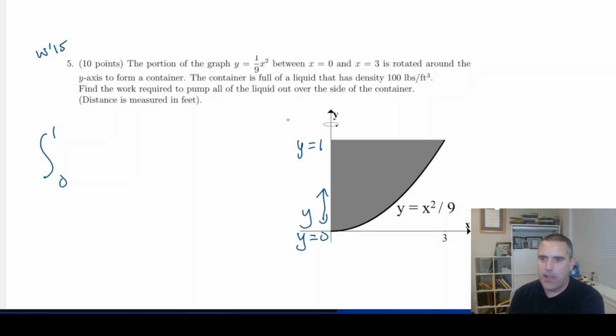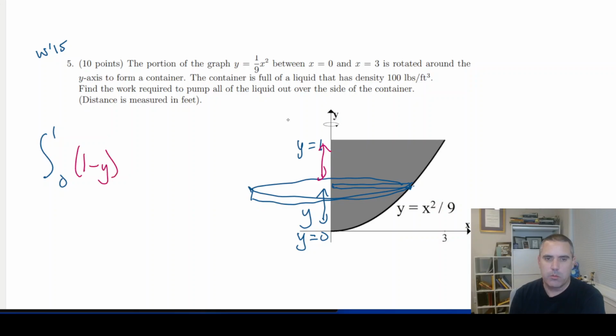Okay, this is Y. Let's draw a slice right here. It's rotated, so it's exactly the same as the last problem, except that it's not a cone, but the same idea. So for a given Y, how far is it lifted? It's lifted this far. So this is going to be 1 minus Y. That tells me the distance times the force is going to be 100 pounds per cubic feet. You can see how this accelerates. This is the sort of thing that's slow the first couple times and then gets a whole lot faster.